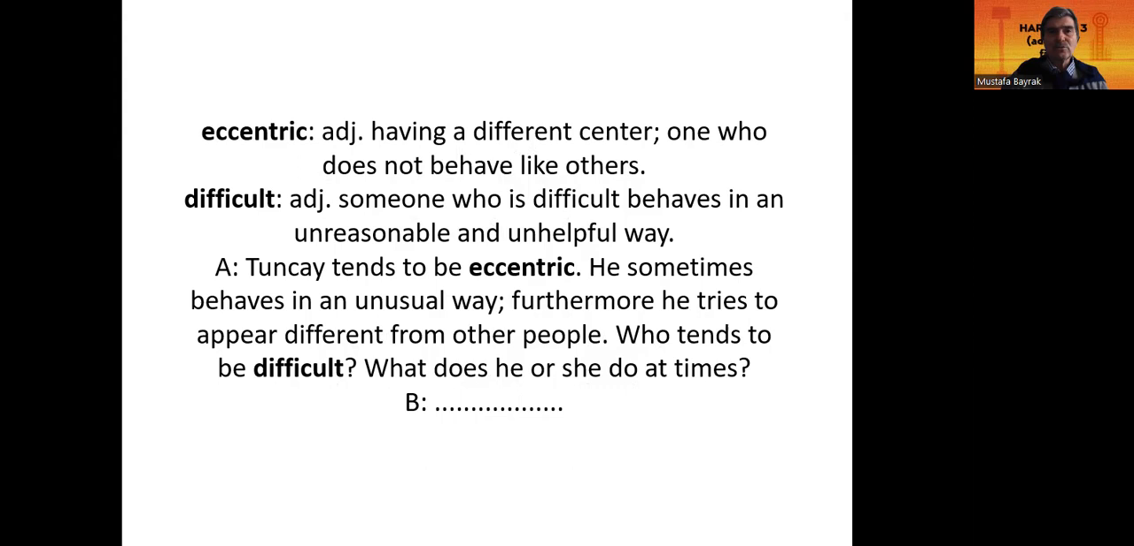Tuncay tends to be eccentric. He sometimes behaves in an unusual way. Furthermore, he tries to appear different from other people. Who tends to be difficult? Mahmud tends to be difficult. What does he or she do at times?